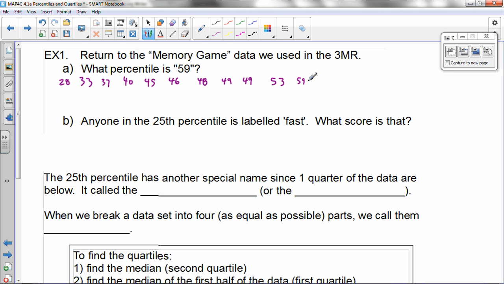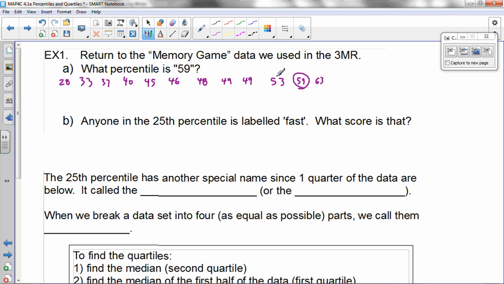Does that look like the data? Looks like it. How many pieces? 1, 2, 3, 4, 6, 7, 8, 9, 10, 11, 12. Okay, cool. We got everybody. What percentile is 59? Well, there's 59. That was a very slow score, the highest number of seconds in the memory game.